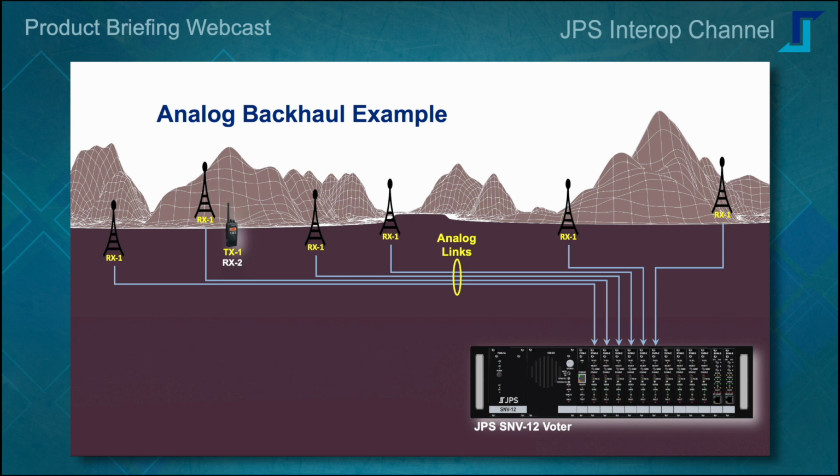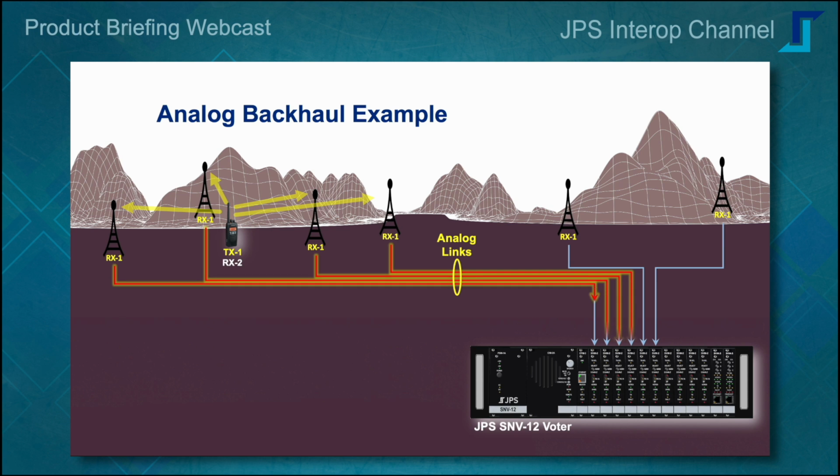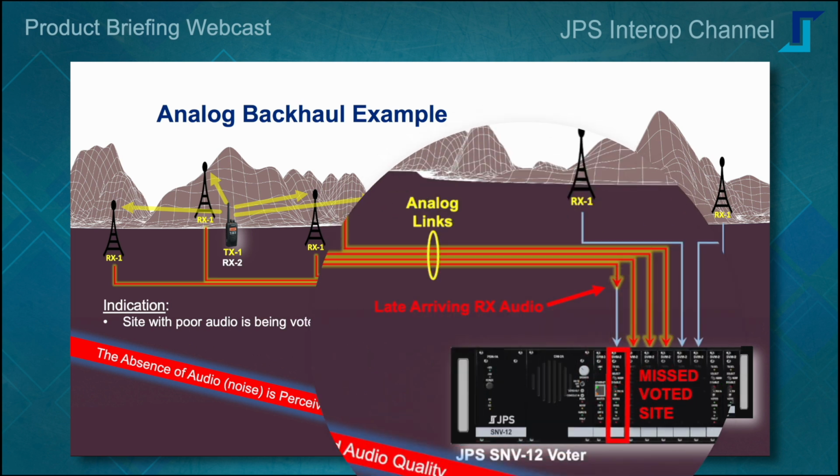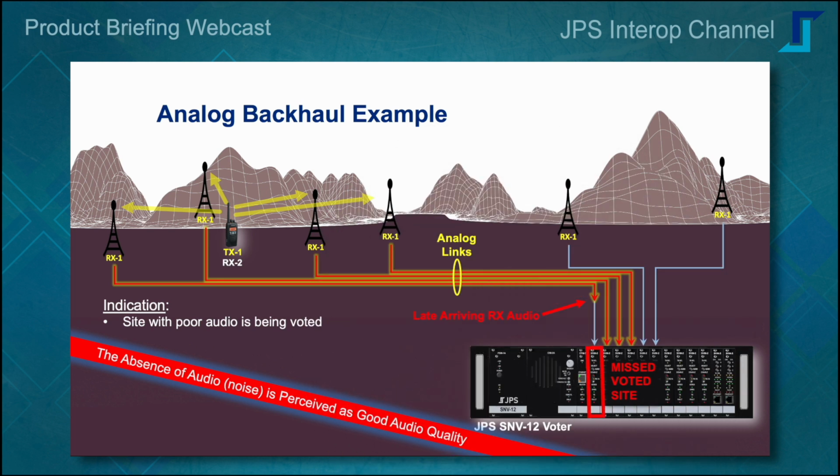This is analog backhaul, with links coming back to the head end voter. I've got a subscriber unit transmitting out in the field, and in this case, I have several receivers receiving that transmission from the field, delivered over the analog links. As you can notice in the diagram, one of my links is late in delivering the audio to the head end voter. Some of the symptoms we would hear or experience are echoing or picket fencing.